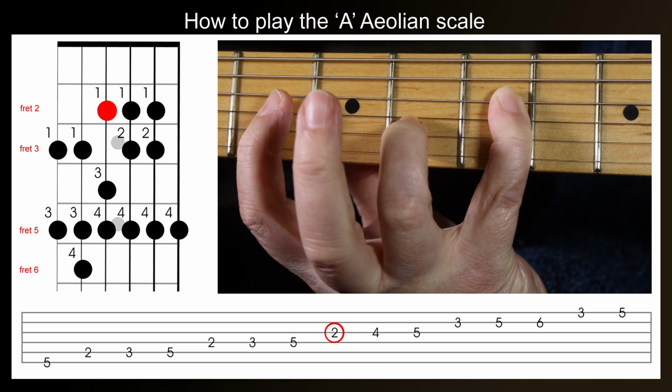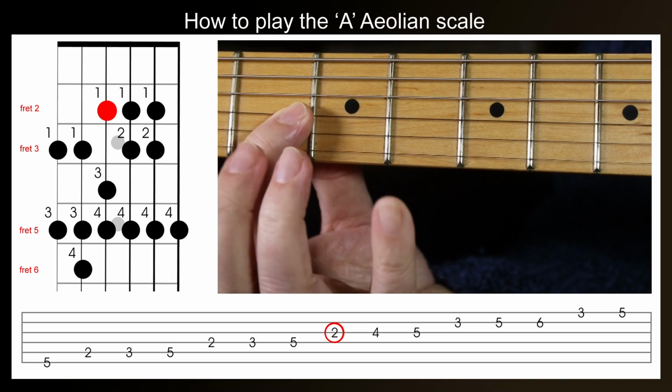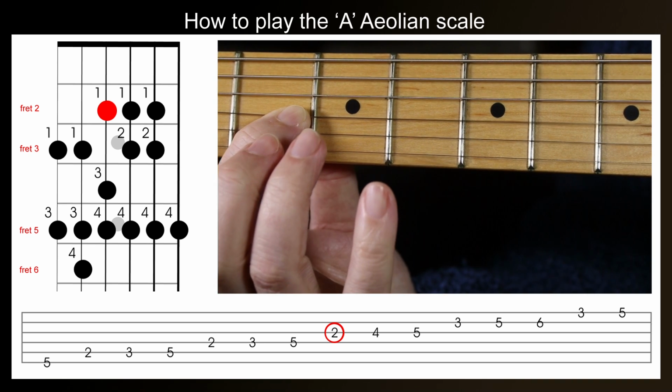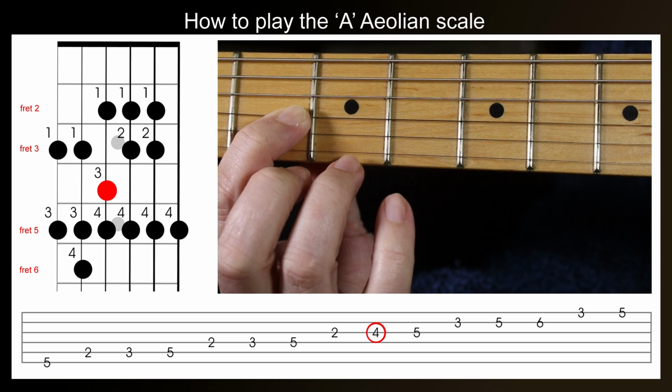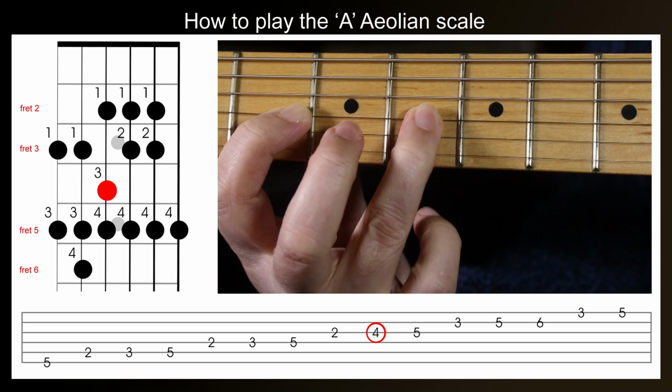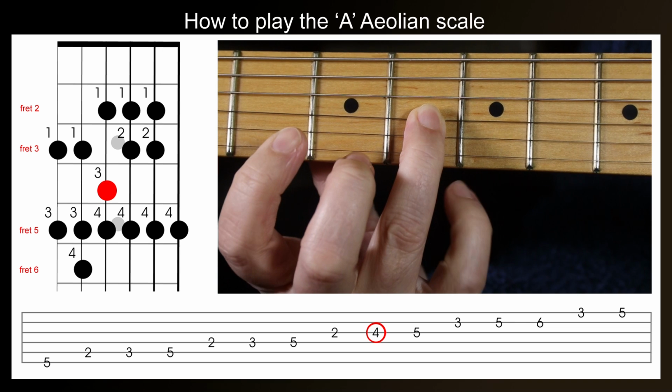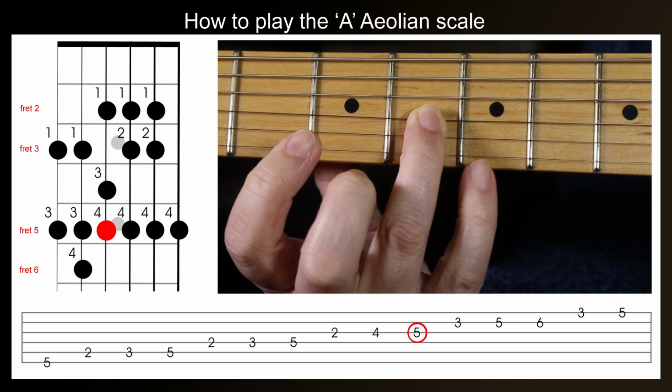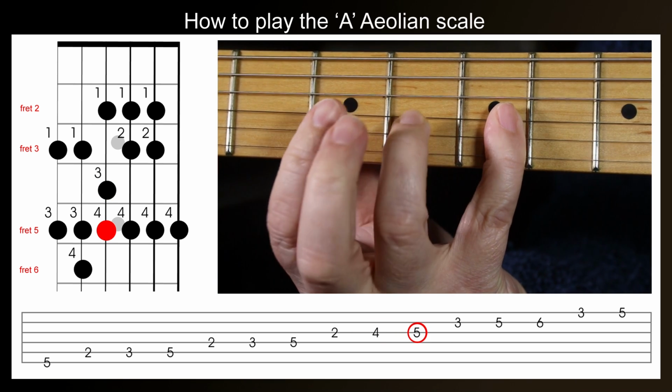Play the 2nd fret of the G string with the first finger. Play the 4th fret of the G string with the third finger. Play the 5th fret of the G string with the fourth finger.